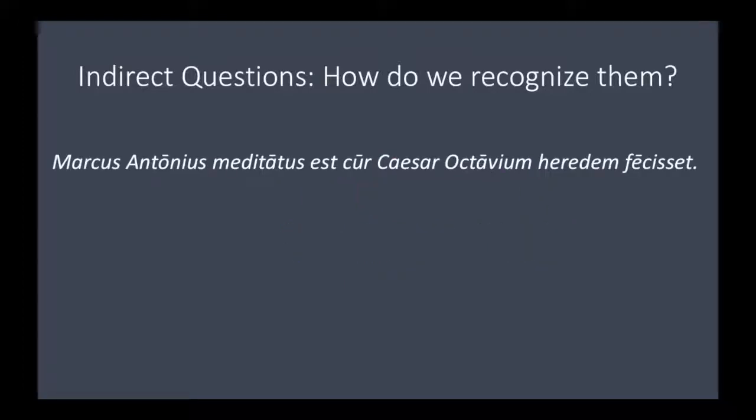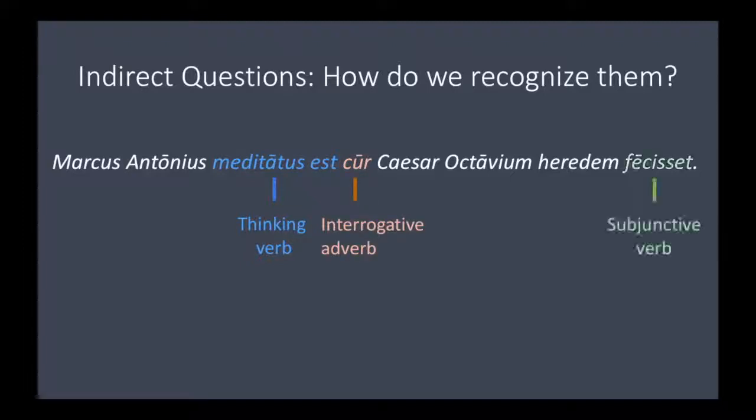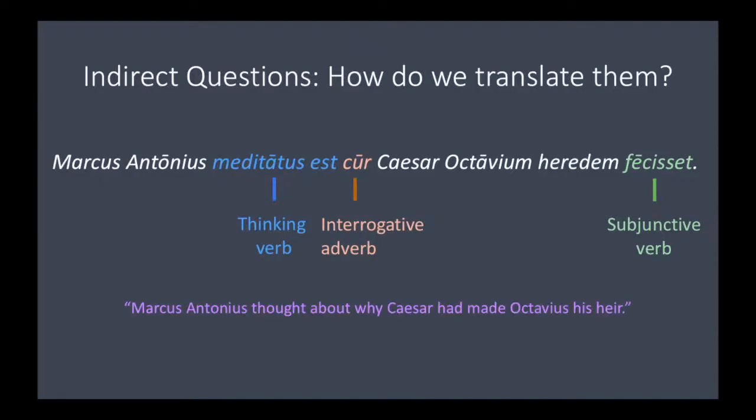Let's look at another example. Marcus Antonius meditatus est, cur Caesar Octavium heredem fecisset. We've recognized this as an indirect question because of the thinking verb, meditatus est, the interrogative adverb cur, and the subjunctive fecisset. The translation of the sentence is pretty straightforward because the Latin indirect question is similar to the English indirect question. The sentence should be translated into a nice indirect question like, Marcus Antonius thought about why Caesar made Octavius his heir.